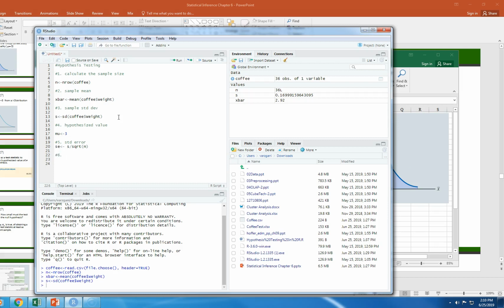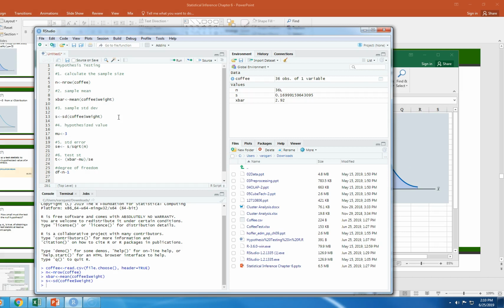Now we have all the information to calculate the test statistic. I'll call the test statistic t, and the formula for t is x bar minus mu, divided by the standard error. And now I'm going to tell R what my degrees of freedom is. I'm calling it df, and df in this case is n minus 1.